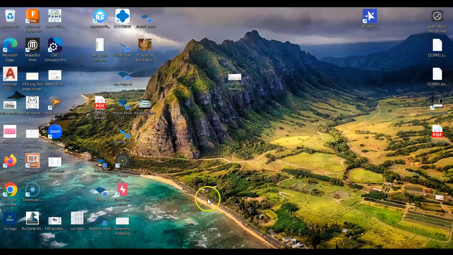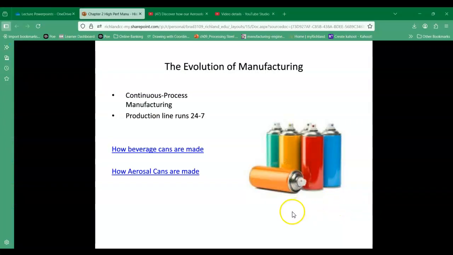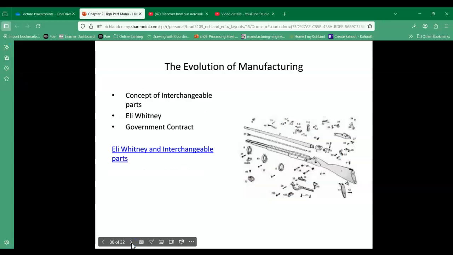And that video was good to give you an idea of what we're talking about when we refer to continuous process manufacturing.